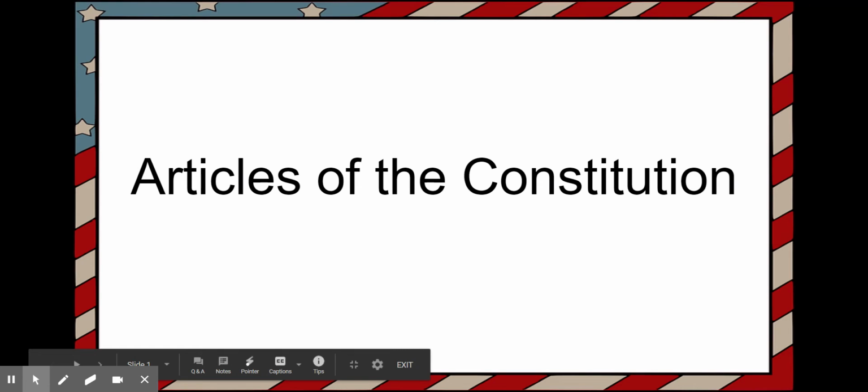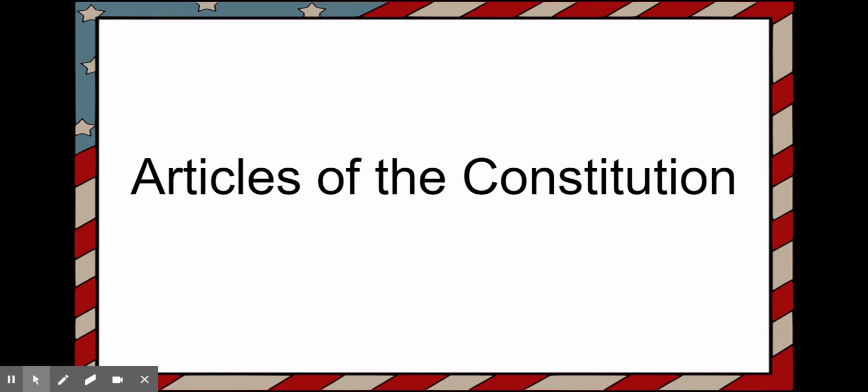Okay, how many articles are there in the Constitution? 7. Okay, there's 7 articles. Remember we said 7 articles, 7 key principles are the same thing. Don't let that get you confused if you see something like that on a quiz or a test that says 7 key principles. They're just talking about the 7 articles. Okay?